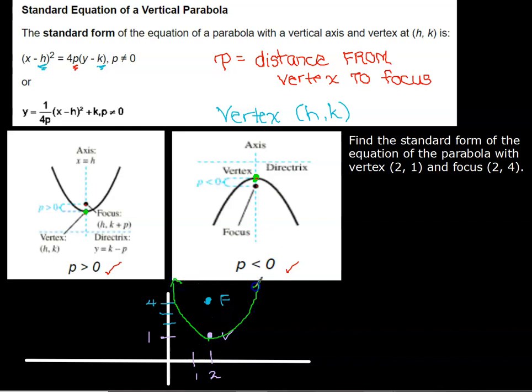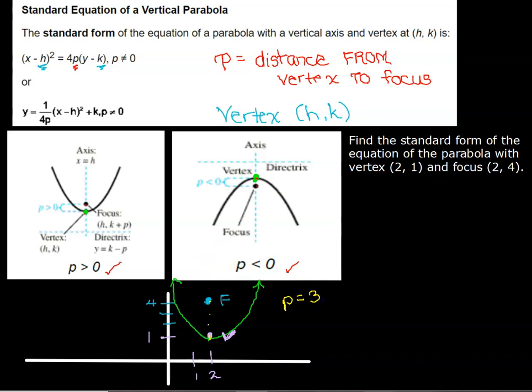So rough sketch here, but this parabola will go upwards because the parabola always faces the focus. So given that, I already know that P is going to be positive. And counting the units, to get from the vertex to the focus, I'm going to go up 1, 2, 3 units. So I know that P is equal to positive 3, because to get from the vertex to the focus, I'm going upwards 3 units.